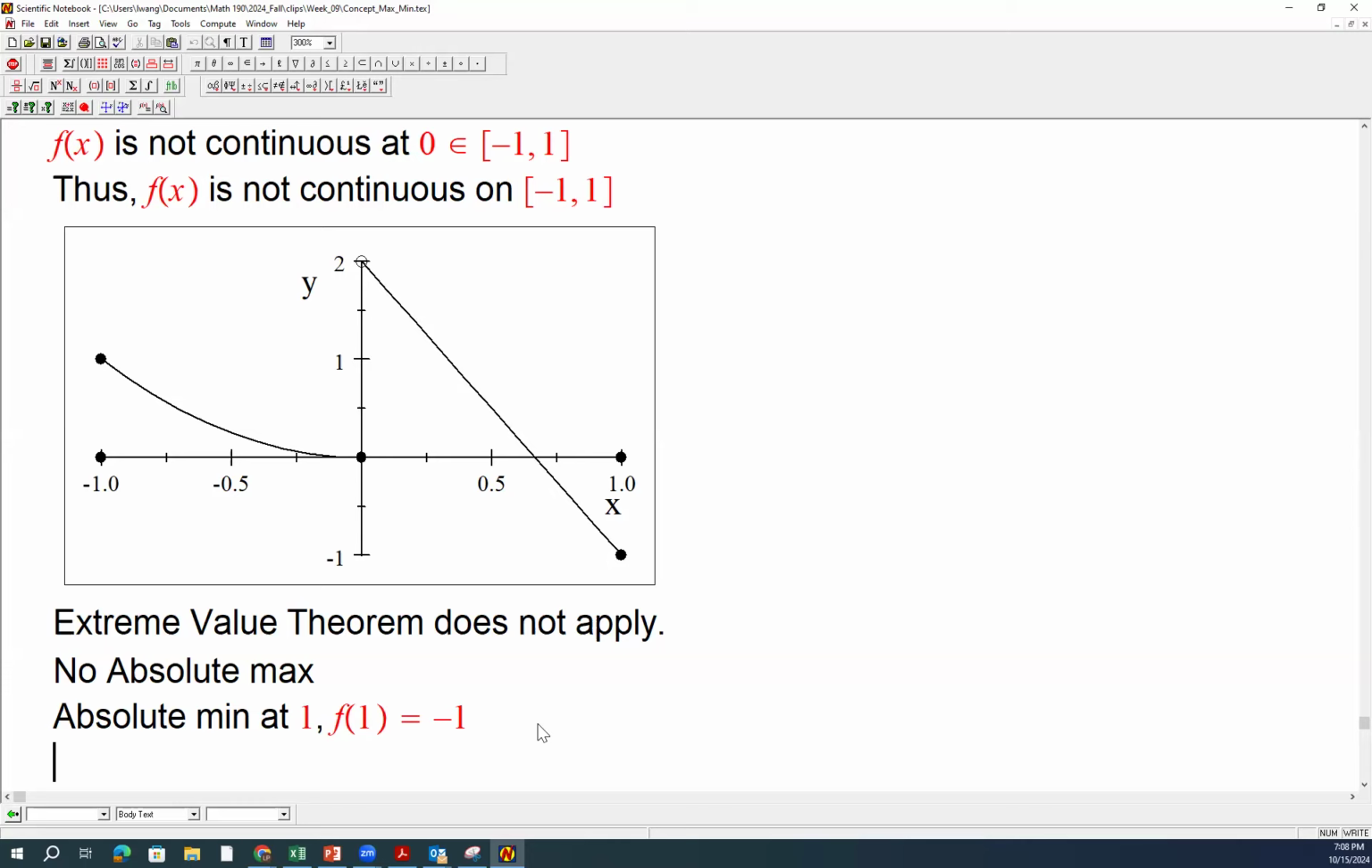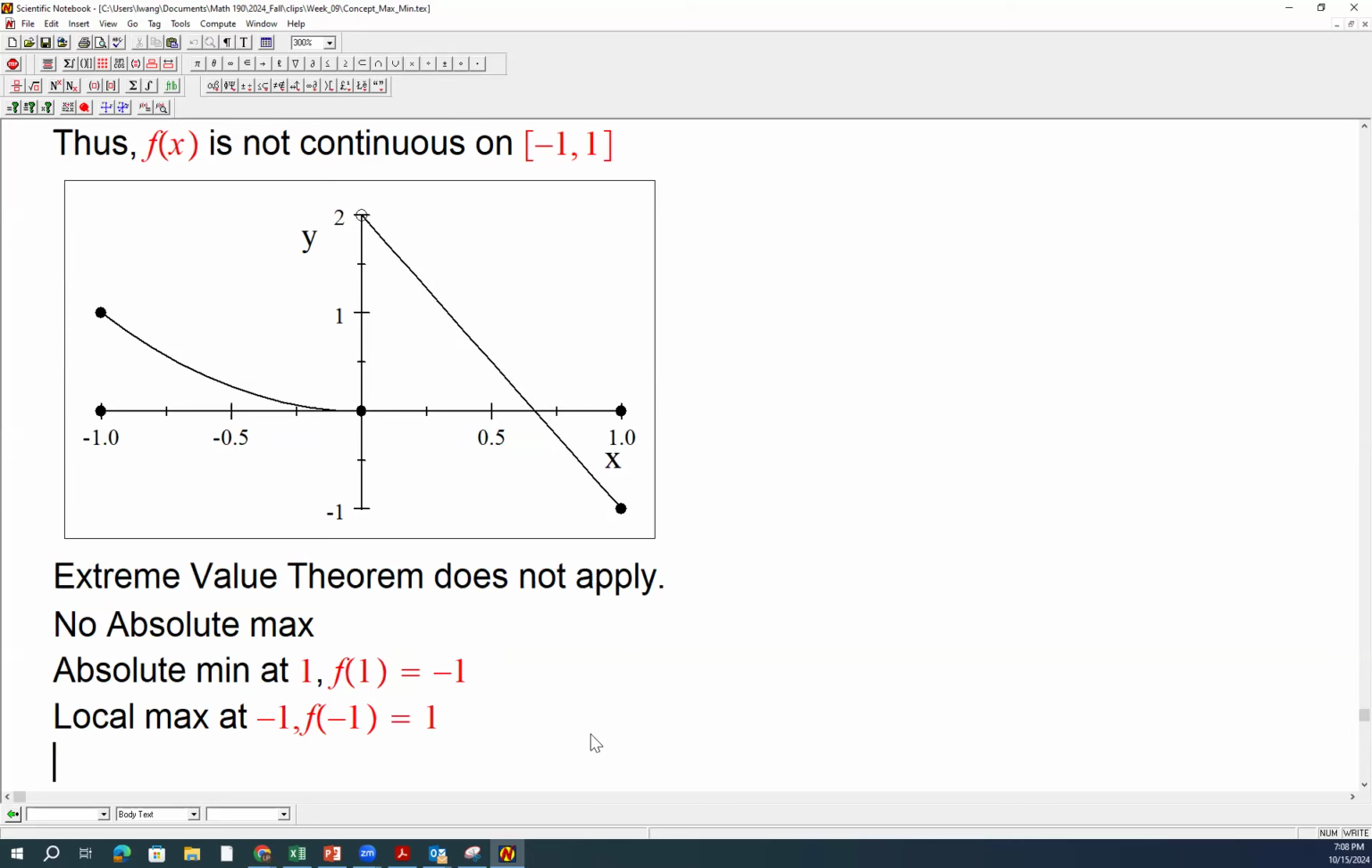So let's look at local max. Do we have local max? Yes, we do. We have a local max at -1. So even though we don't have absolute max, we have local max. Local max at -1, which is f of -1 equals +1, right? Do we have local min?